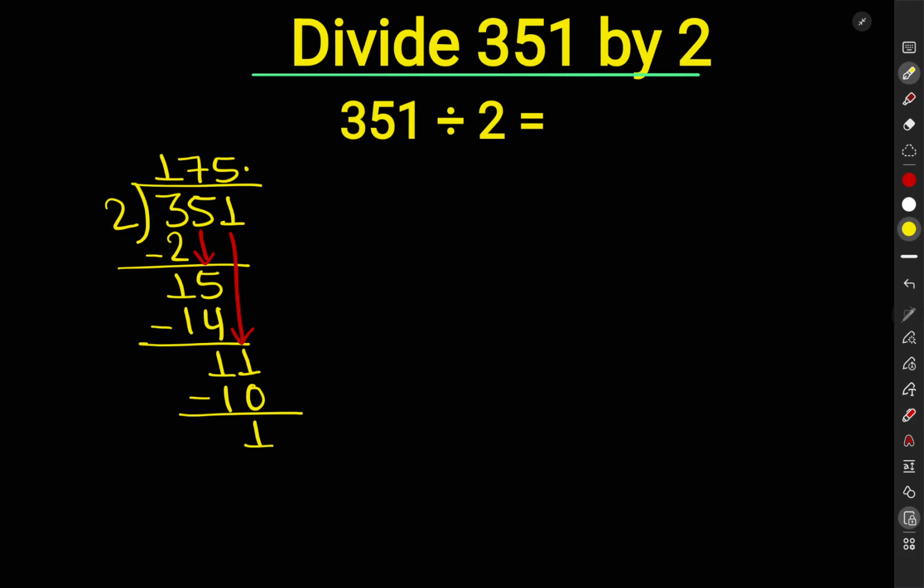So we put here decimal so that we take 0. So now it is 10 and 2 times 5 means 10. On subtracting it is 0. So 351 divided by 2 is 175 decimal 5.